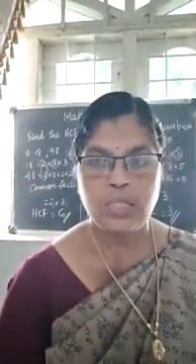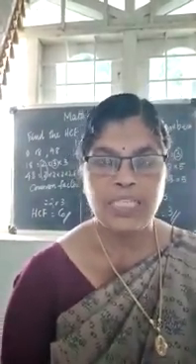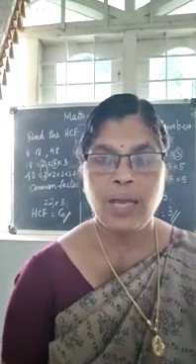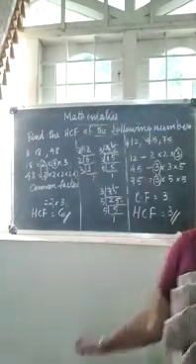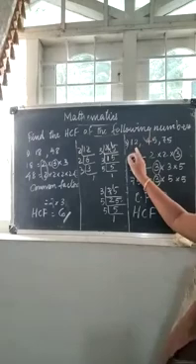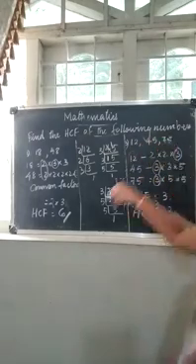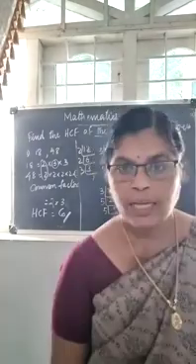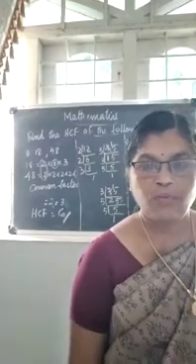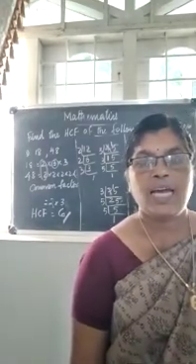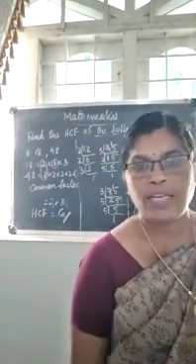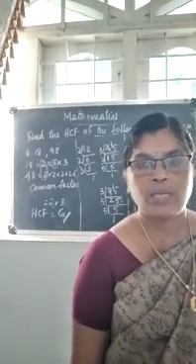So this is the question: which is the highest number by which we can divide 12, 45 and 75 completely? That means what you have to find? You have to find the highest common factor, or HCF.